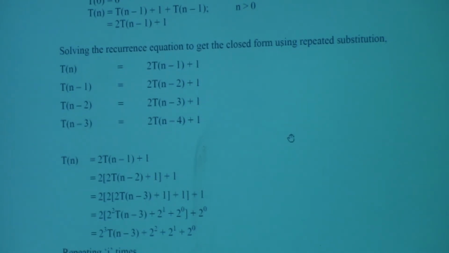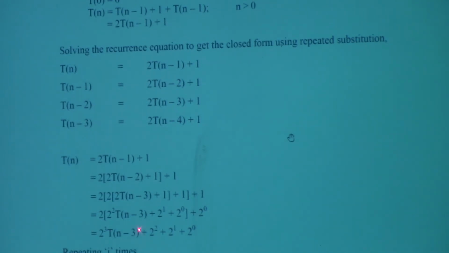So now I have a sequence of numbers, and notice that it's going to be basically 2 to the 3rd power times T of n minus 3, plus 2 squared plus 2 to the 1st plus 2 to the 0. Now, how many substitutions did I do? I did 3. I substituted once here, once here, once here, then I simplified. 3 substitutions.